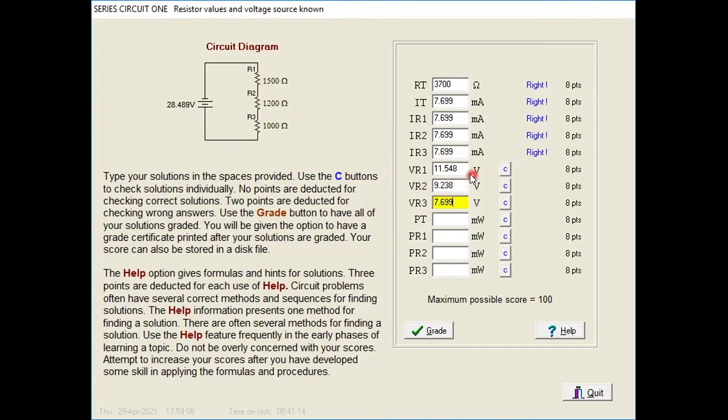Also, let's add them up. If I do 11.548 plus VR2, which is 9.238, plus VR3, which is 7.699, that's going to give us 28.485 volts. Well, this is 28.489.